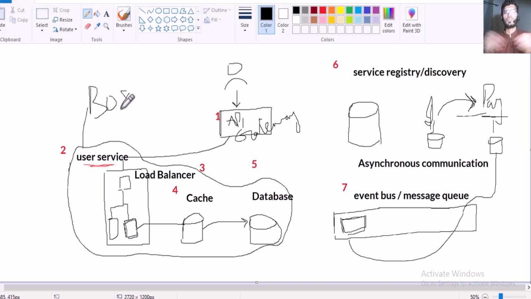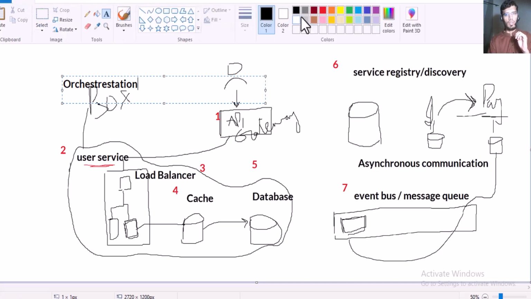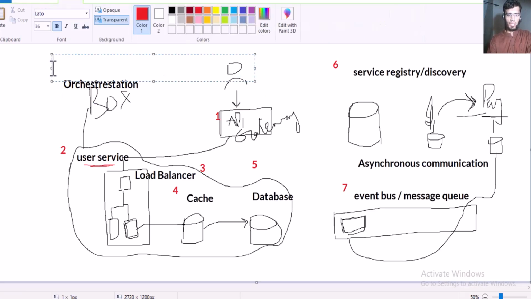And in future, if we have many containers, we can use Kubernetes for orchestration, like for managing multiple containers, like starting, stopping and restarting. Okay, so this is our eighth component, that is deployment and orchestration. Now comes the last one, that is resilience and fault tolerance.